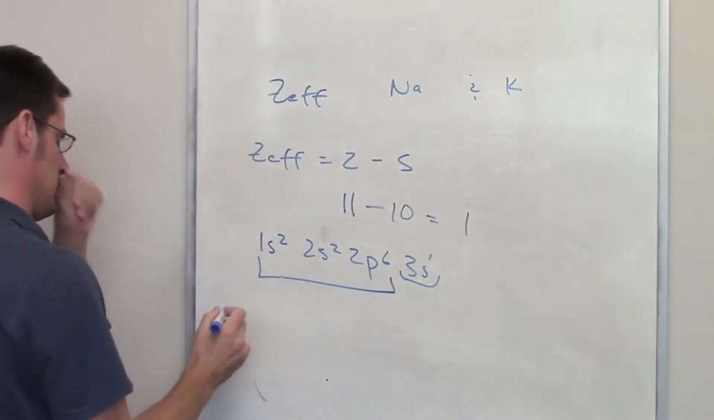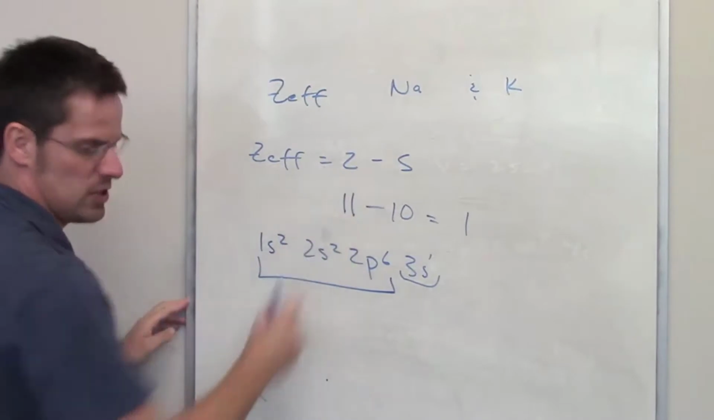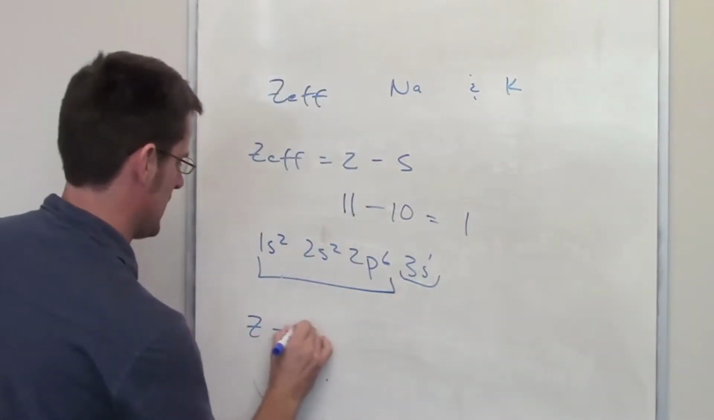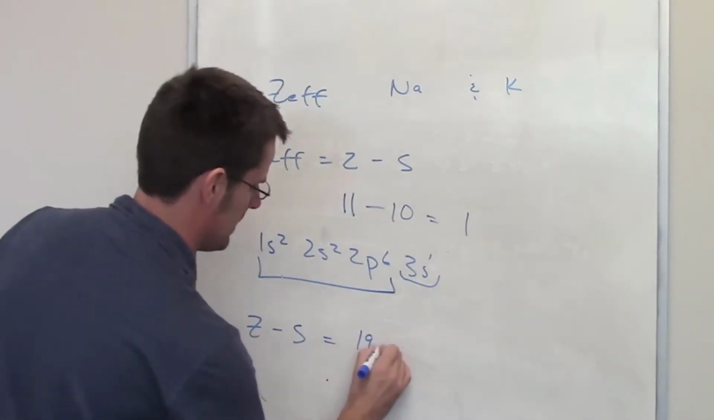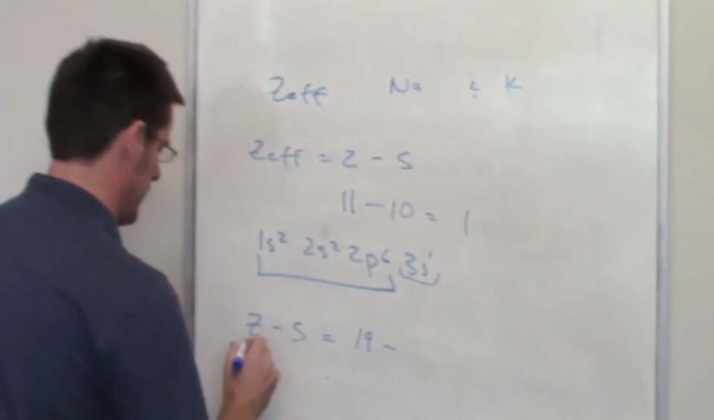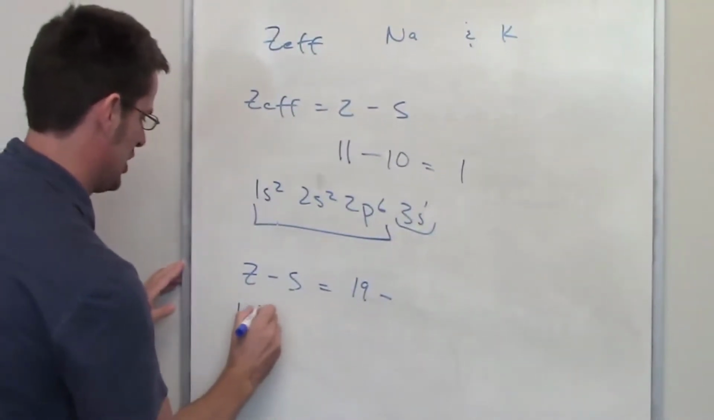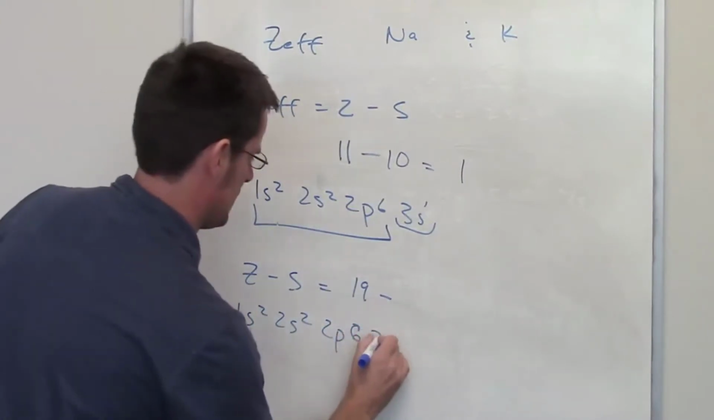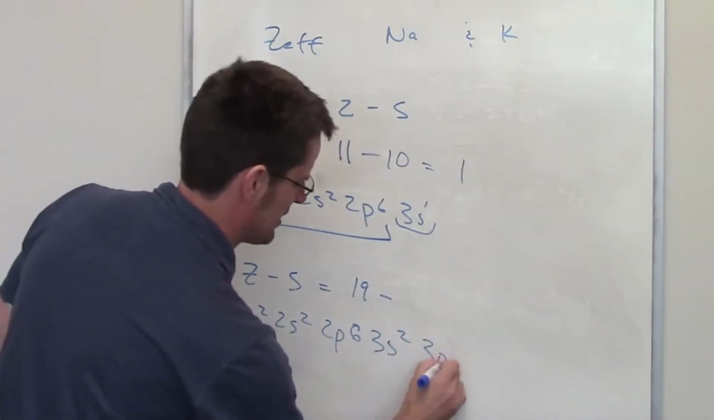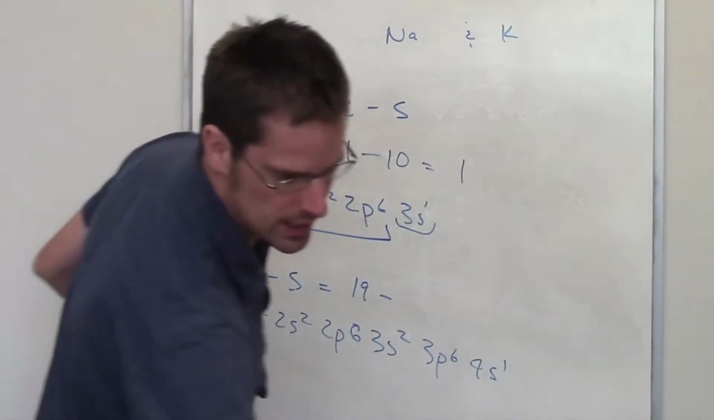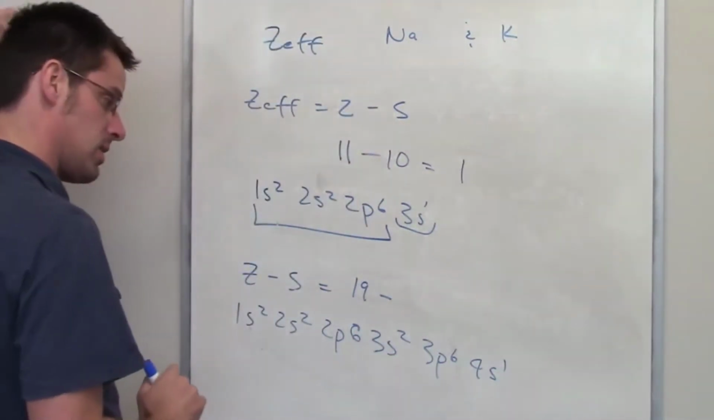So for potassium, potassium's atomic number Z is 19. So Z minus S for potassium is equal to 19 minus. To determine what S is, we have to once again draw out its electron configuration. It's 1s2, 2s2, 2p6, 3s2, 3p6, 4s1, I believe. And that's a 4, not a 9, in case my handwriting looks horrible.